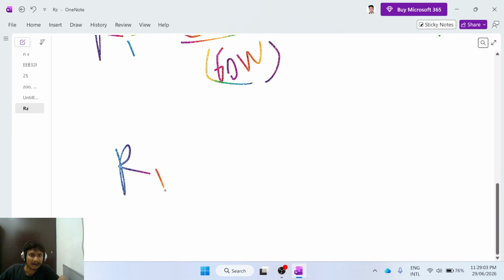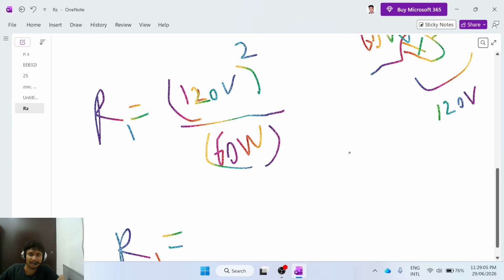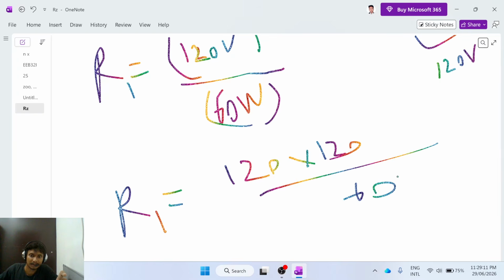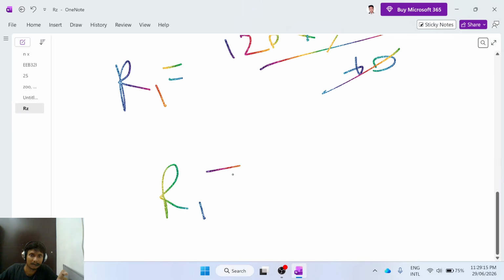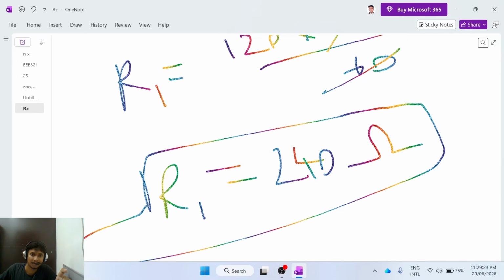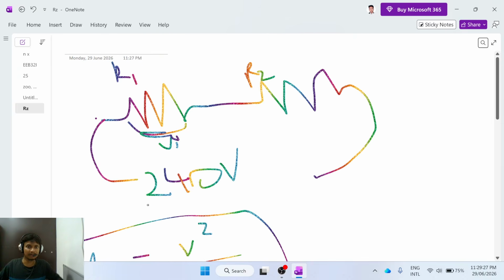Therefore R1 is equal to 120 into 120 divided by 60. That gives 120 into 2, 240 ohm. You already know the symbol of a resistor. Therefore we find R1 is equal to 240 ohm.